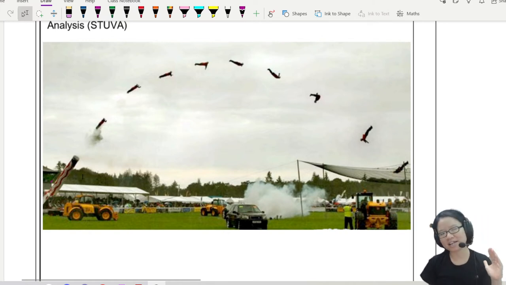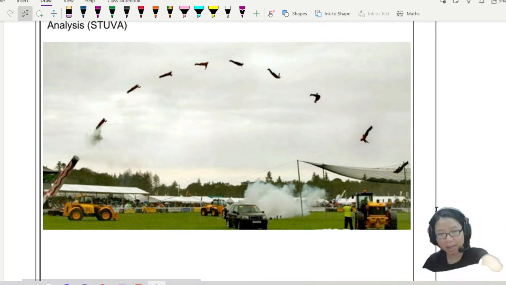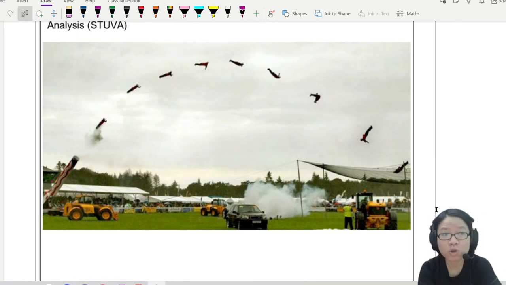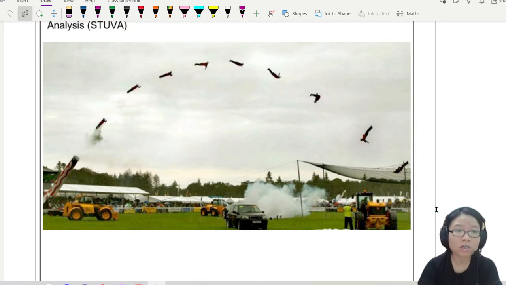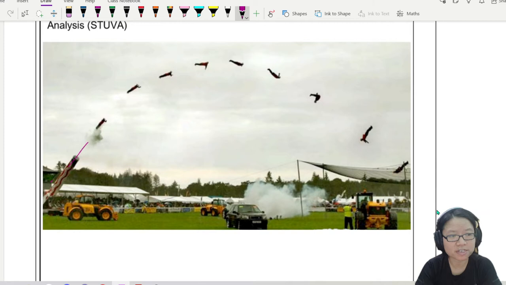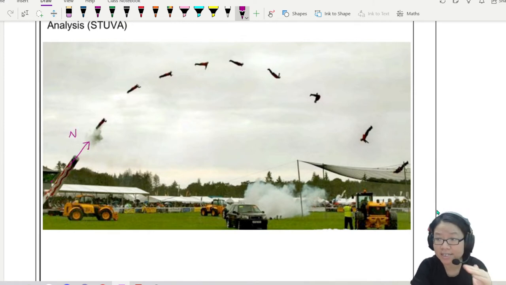So you will notice that if you look at the movement of this human, he's going to arch upwards and then come back down. Now, if I ask you to draw a vector arrow to indicate the velocity of this human being, what would you draw? So you could say, okay, let's start with the cannon. When the human leaves the cannon, it will probably have a velocity in this direction, V. But does it stay in this direction?